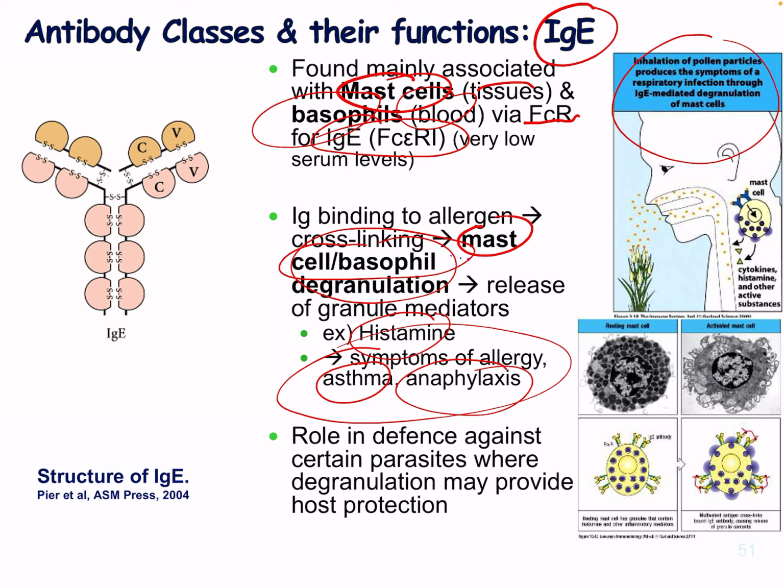But IgE is not just a bad guy. It's very important in the defense against certain parasites, where degranulation may provide host protection.